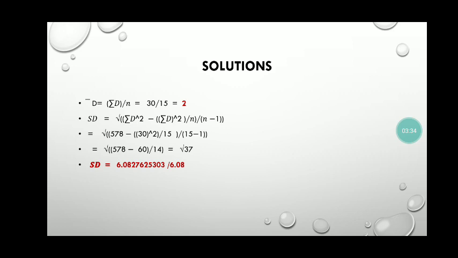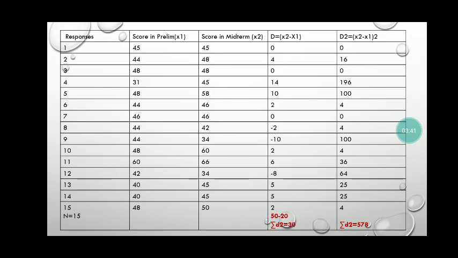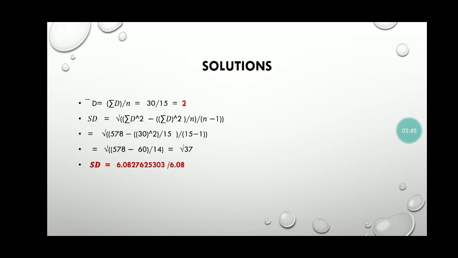So, solution. We get the mean of d first. Mean of d equals summation of d over n. Your summation of d is 30. Your n is 15. So 30 divided by 15 is 2. So we are done there. Now we go to the standard deviation.